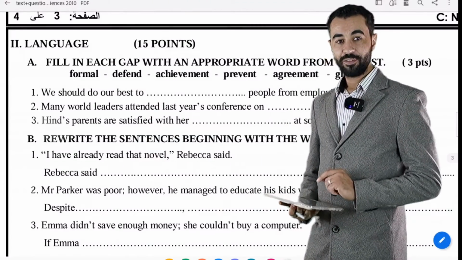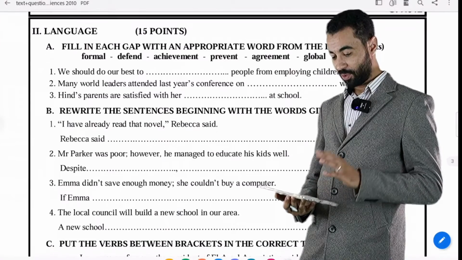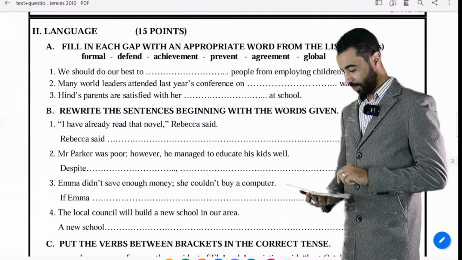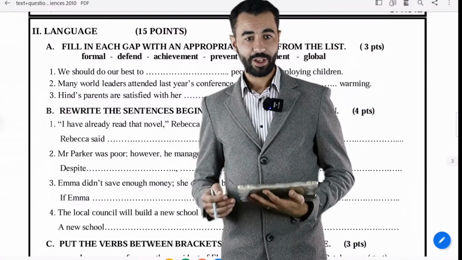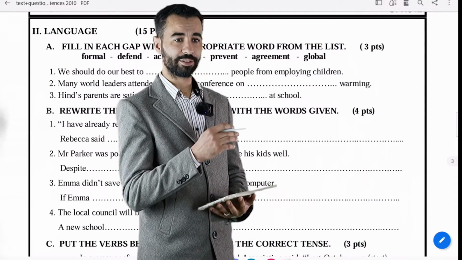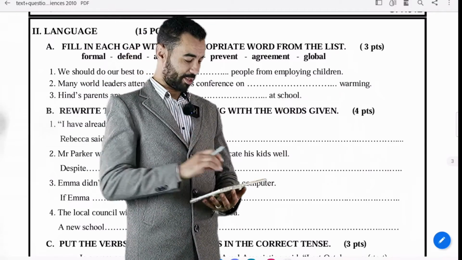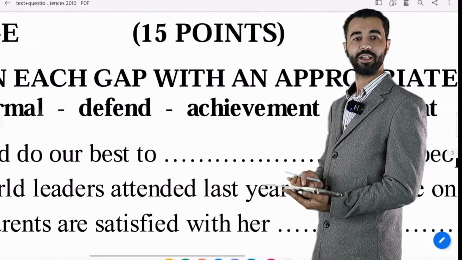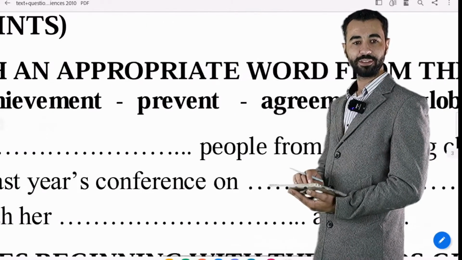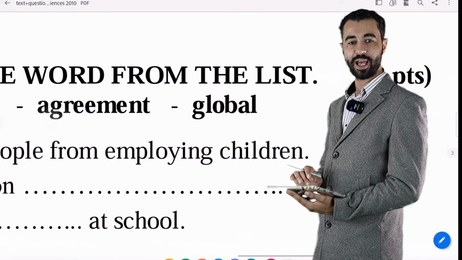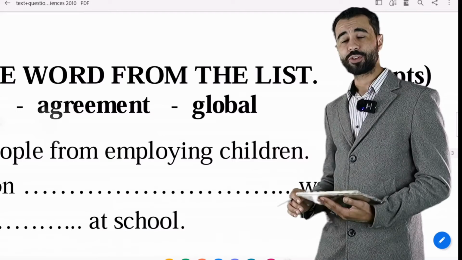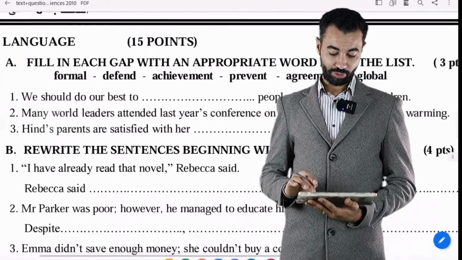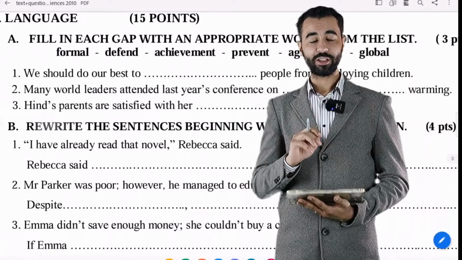The first question says, fill in the gap or each gap with an appropriate word from the list. The list means the words that we have provided here. As you can see behind me, there is the word formal, defend, achievement, prevent, and agreement, as well as global. Those are words that you have already seen during this year, of course. So you should just deal with the rest of the exercise.